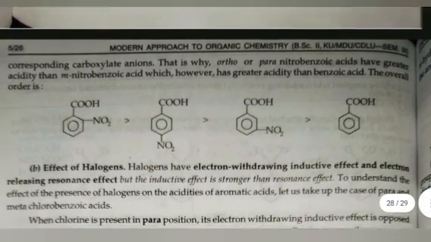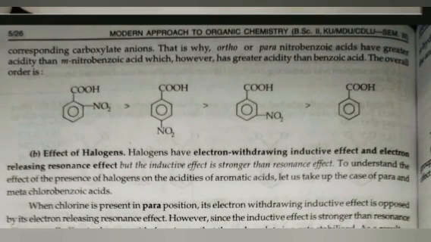That is why ortho or para nitrobenzoic acid have greater acidity than meta nitrobenzoic acid, which however has greater acidity than benzoic acid. The overall order is ortho nitrobenzoic acid, para-nitrobenzoic acid, meta-nitrobenzoic acid, and benzoic acid.